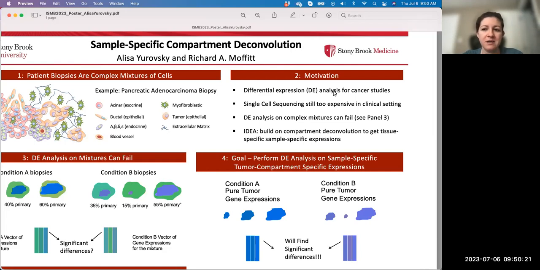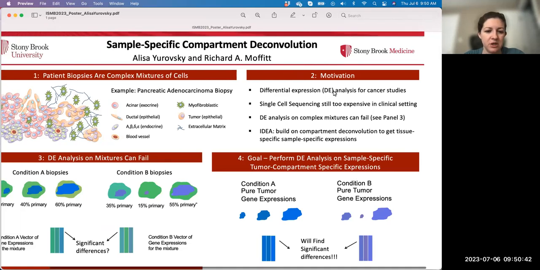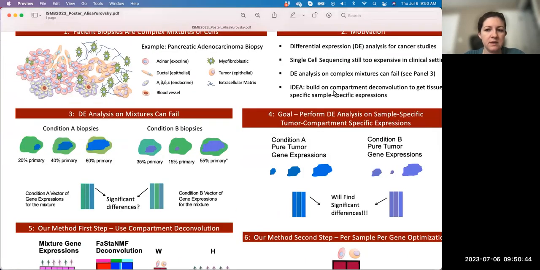Now, a simple, obvious answer to this is to use single cell sequencing to extract just the tumor cells for each of the patients, but that is still too expensive in the clinical setting. And so our idea is to build upon compartment deconvolution to get tissue-specific and sample-specific expressions. We can see this in panel 3.